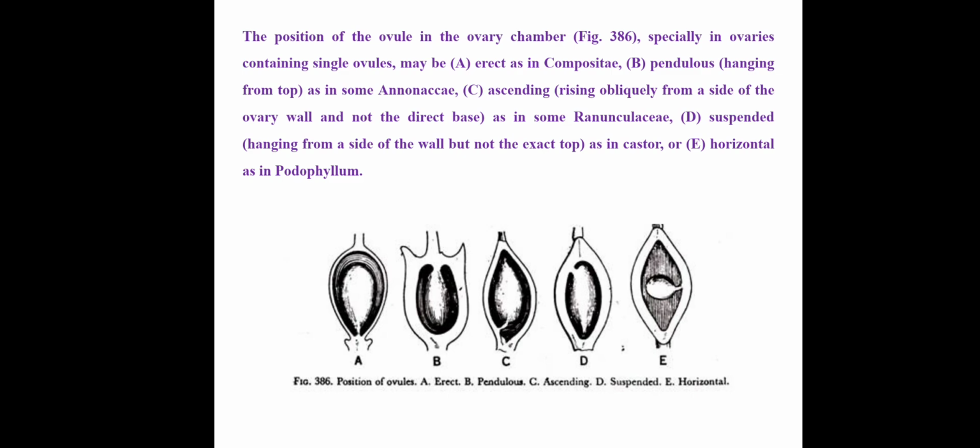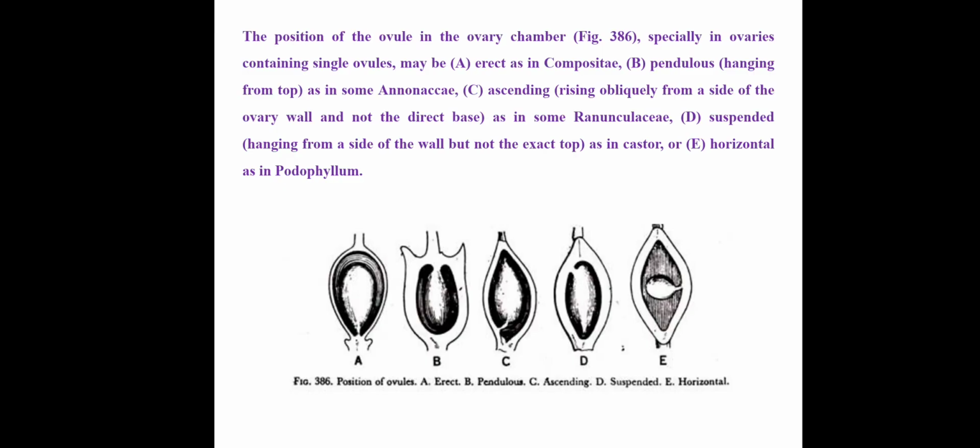So these are the different positions of the ovule. We can see A, B, C, D and E in this figure. A shows the erect, whereas B shows the pendulous, where the attachment is at the top. Then C shows the ascending, rising from one side of the wall of the ovary. D is suspended, where it is not attached at the top but on the margin, and it looks suspended but not like pendulous. And the horizontal one, where the attachment of the ovule is on the ovary wall and is perpendicular to the funicle. So these are the different positions of the ovule in the ovary.